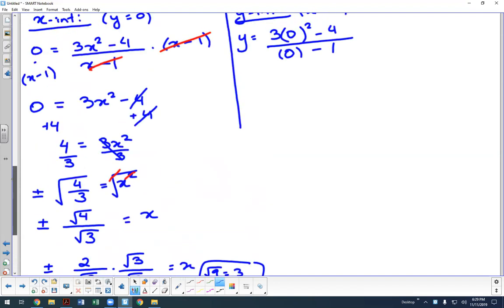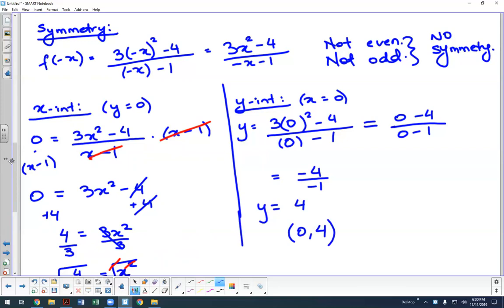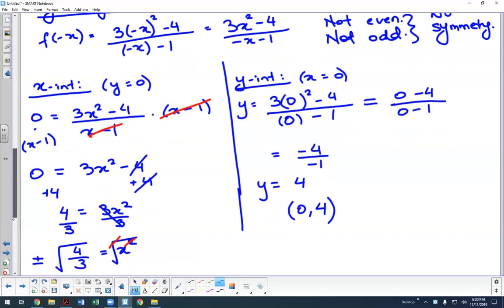Okay, did anybody calculate what the y-intercept was? 4, okay. So let's see, that will be 3 times 0, which is 0 minus 4. And then again, 0 minus 1 on the bottom, which is negative 4 over negative 1, or y equals positive 4. As an ordered pair, that will be 0, 4. So we do have at least one good number to work with. All right, vertical and oblique asymptotes are done. We have no symmetry. We found our x and y intercepts.